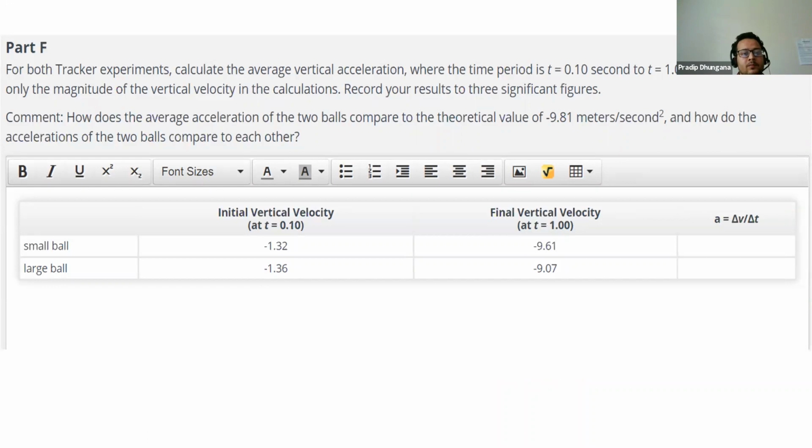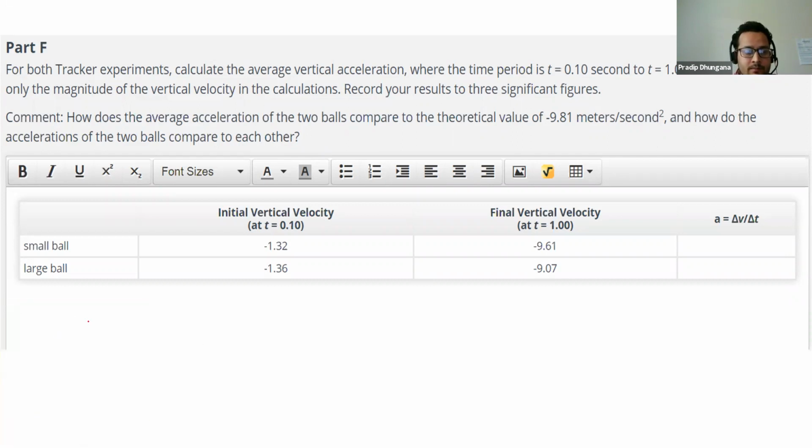And part F, for both tracker experiments, calculate the average vertical acceleration, and then round your result to 3 significant figures. Okay, we'll do that one. Let's go to the comment section. How does the average acceleration of the two balls compare to the theoretical value of negative 9.81 meters per second squared? And then how do the accelerations of the two balls compare to each other? You have to answer that question.